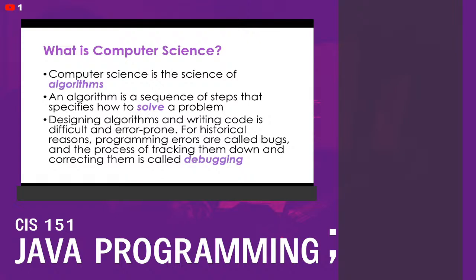But then we have the word algorithm, and algorithm's a big, heavy word. But what really is an algorithm? Well, if we break that term down, an algorithm is simply a sequence of steps that specifies how we solve a problem. So if I'm going to algorithmically determine something, I'm just going to have a programmatic sequence of instructions that at the end of that sequence, I'm going to have an answer to my question.